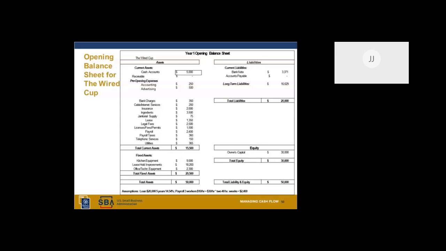So you can see there we've got $29,500 in fixed assets, $15,500 in current assets, which equals the $45,000 that he spent, and that leaves him with the $5,000 cash remaining that you see at the top of the asset list. So that's the $5,000 he has left to run his business. Again, this balance sheet is telling the story of his business, how he opened his business in numbers.